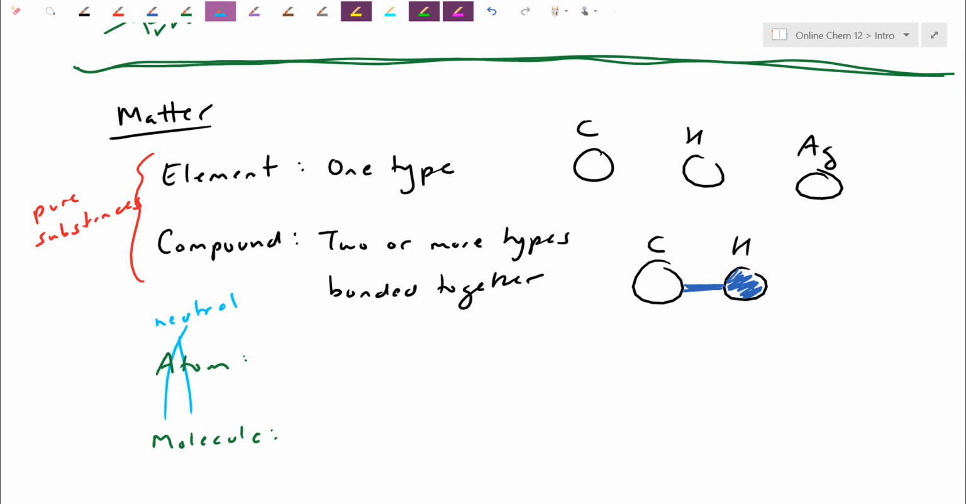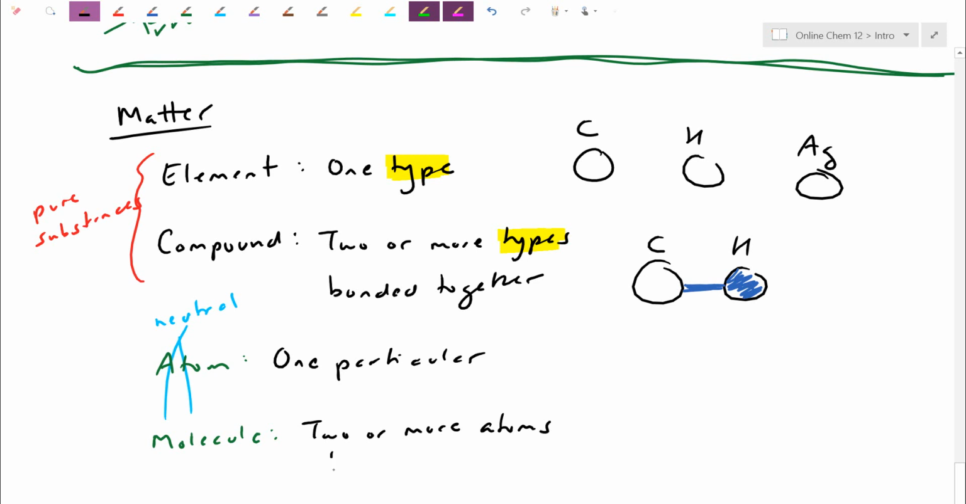So an atom here, instead of referring to the type of material, where element is one kind and compound is more than one kind, an atom is just one particle. It's one of these spheres sitting in front of you, whereas a molecule is more than one bonded together. So two or more, they could be different types, fine, or they could be the same, two or more atoms bonded together.